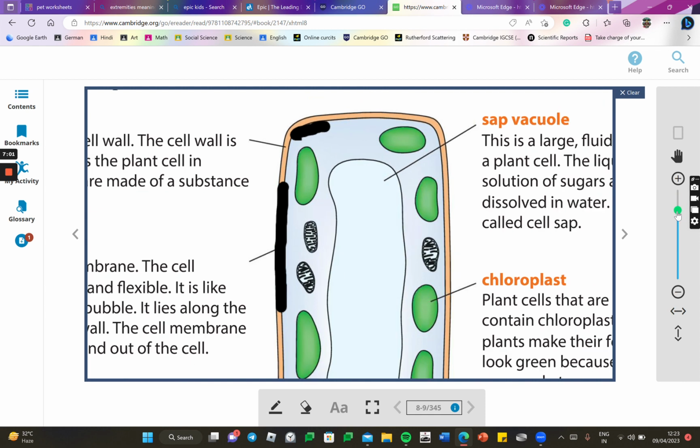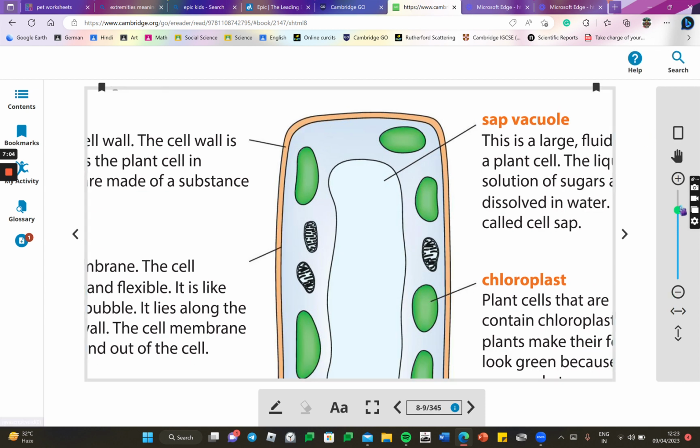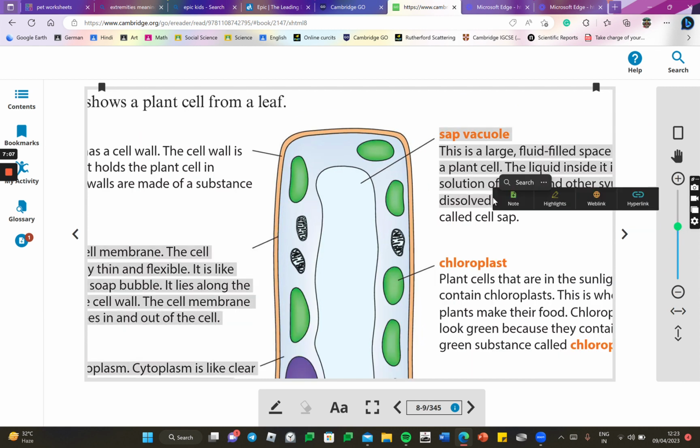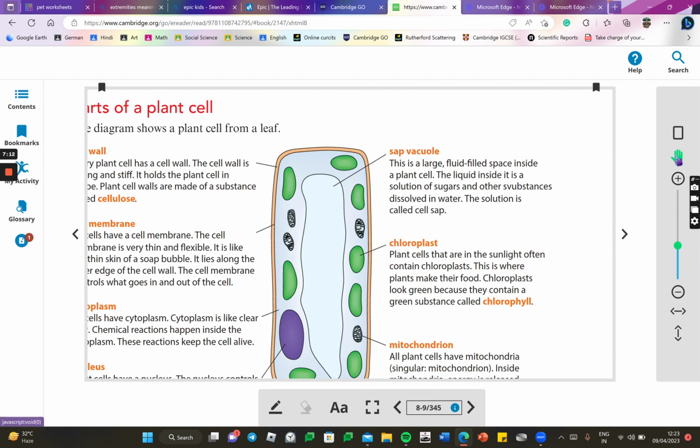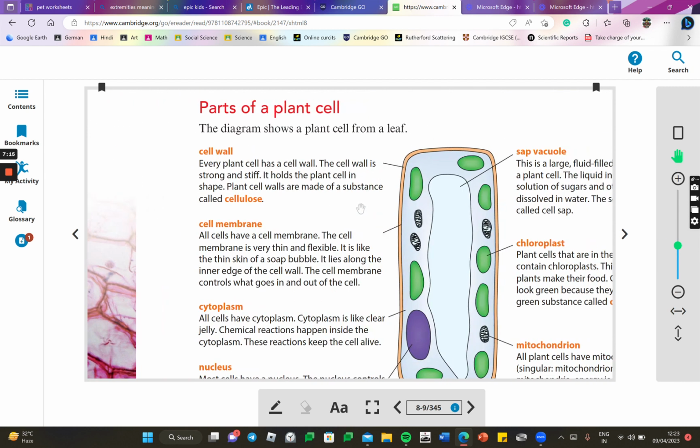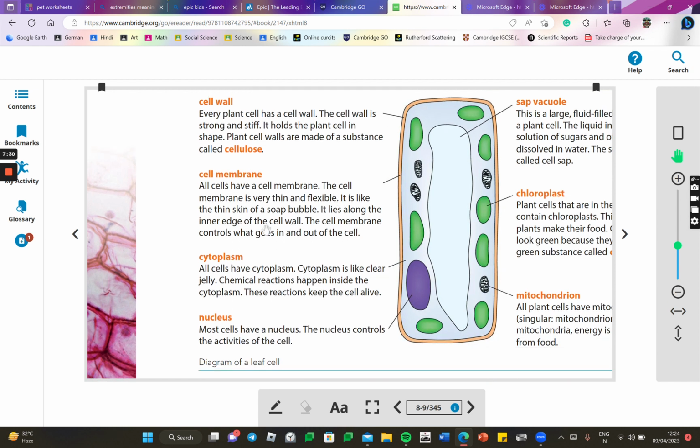Now it's a very flexible structure, and it's very thin. It's very thin and flexible both. It's like the skin of a soap bubble. When you hold a soap bubble, it just pops because the surface tension is very less, and the bubble pops because the skin is very, very weak. Then it lies along the inner edge of the cell wall. The cell membrane controls what goes in and out of the cell.